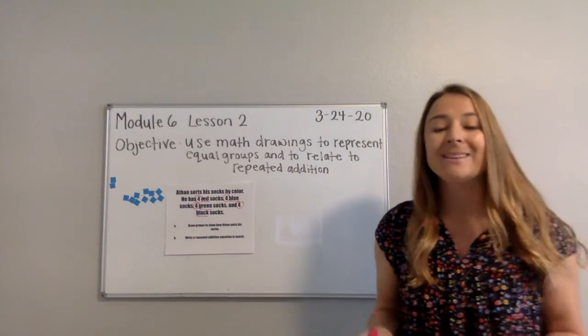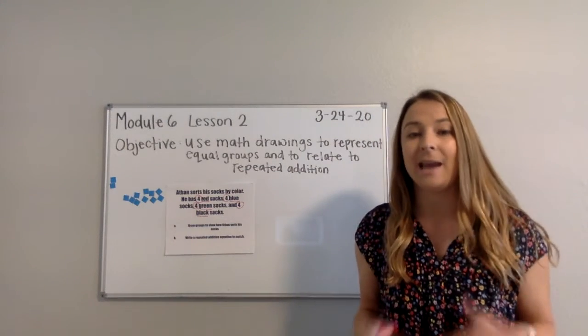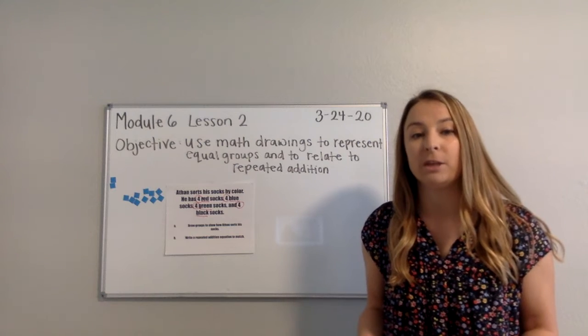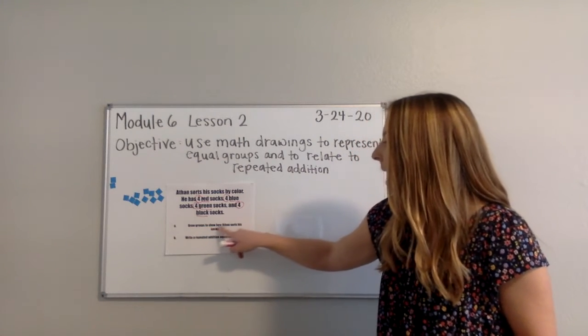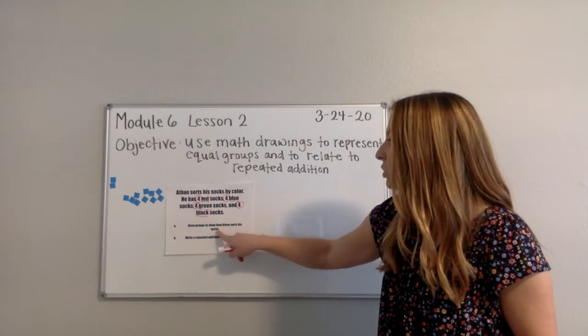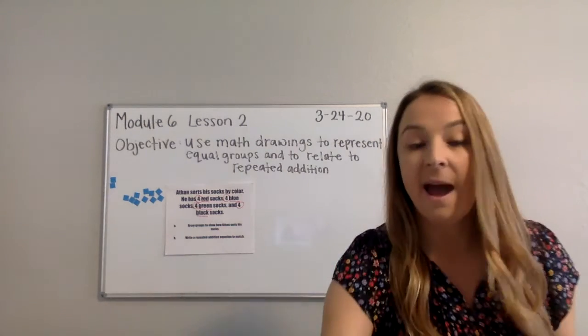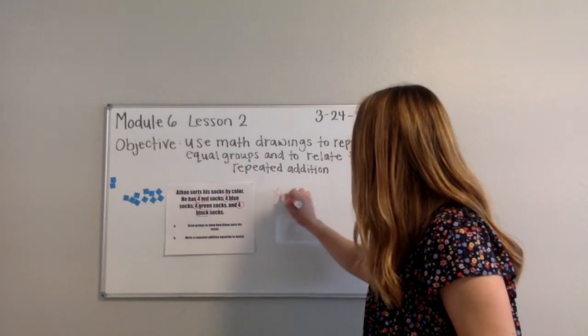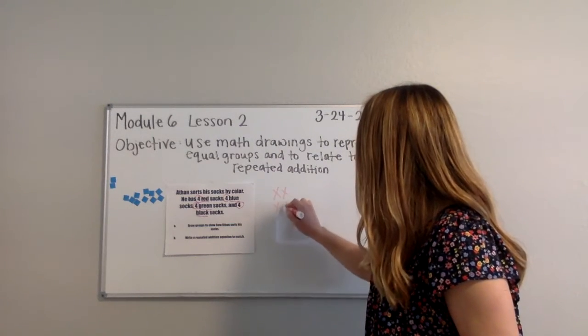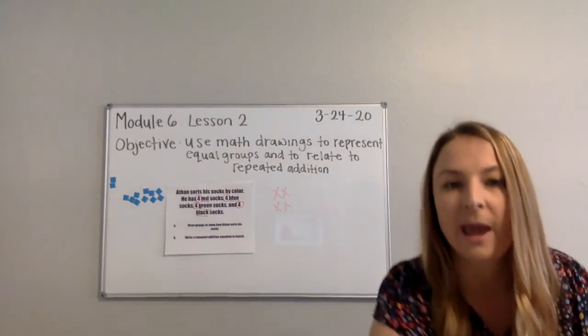Now, the word problem hasn't actually asked me to do anything yet. It's just given me some important information. Part A says, draw groups to show how Ethan sorts his socks. Okay, I know that he has 4 red socks. That's going to be a group. I'm going to put my 4 red X's or my 4 red socks into a group.